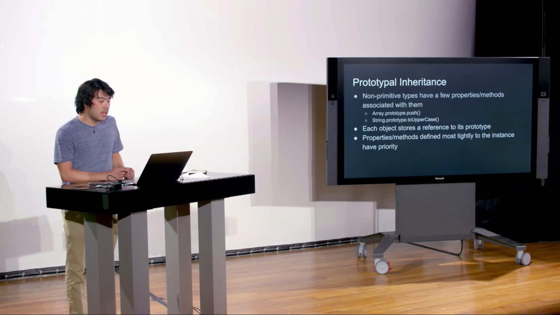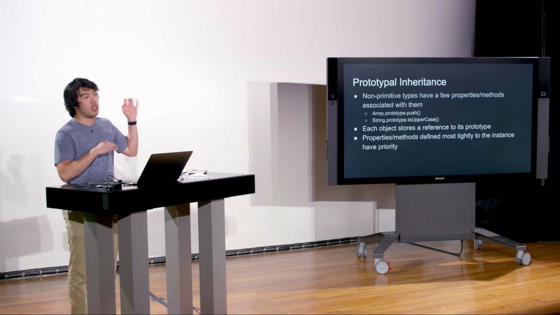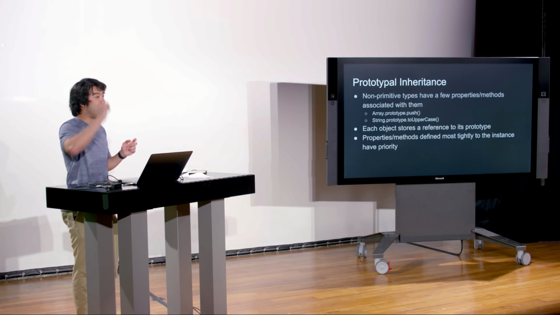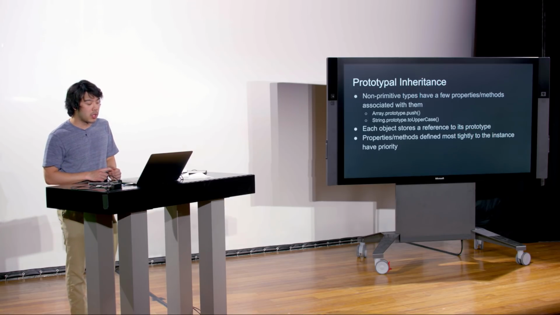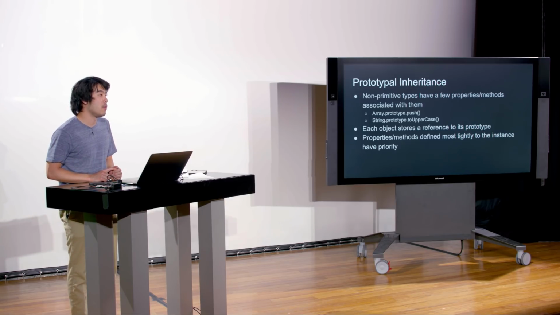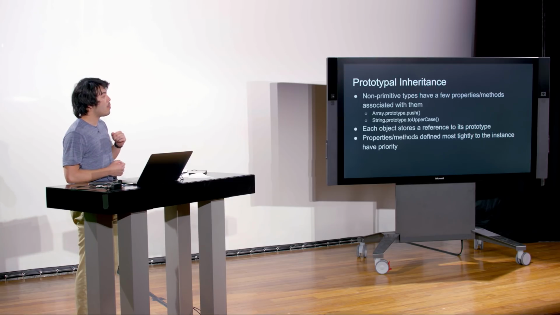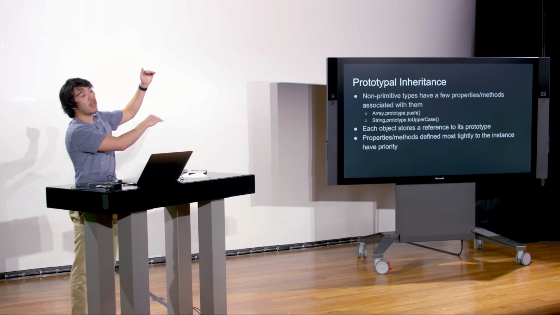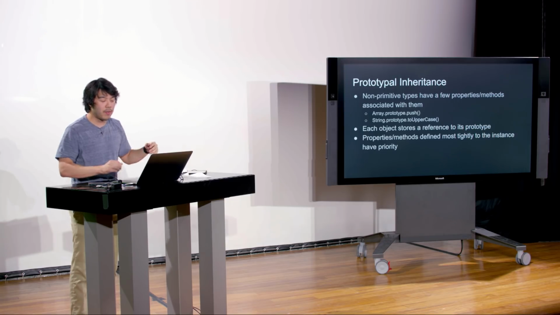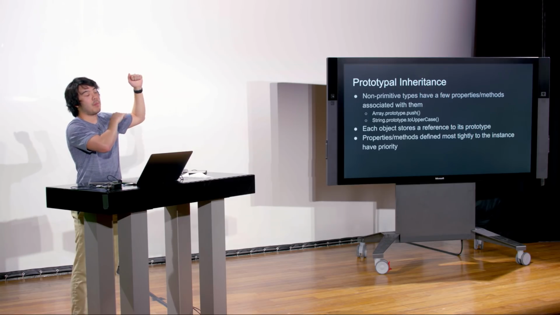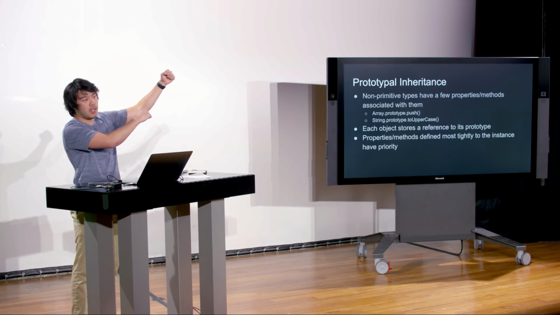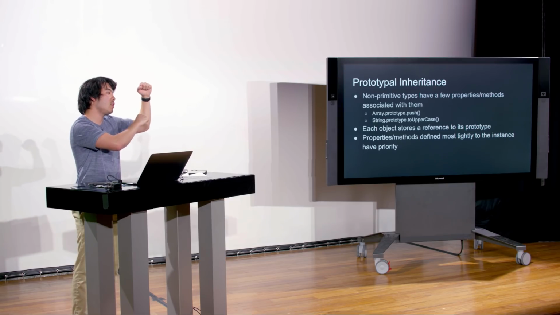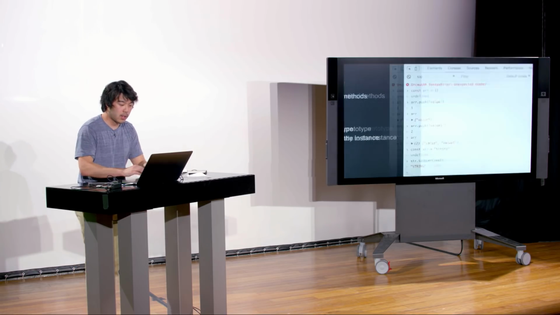And say we have a prototype chain where there are a bunch of different methods of the same name. Whichever one is bound most tightly to the instance has the priority. So say we have a value that is of type array. Up the prototype chain, its prototype is array. That prototype is object. Say we have the same named method on both of these. If we call that method, the one that's bound most tightly, the array, will take priority. So let's actually show that.